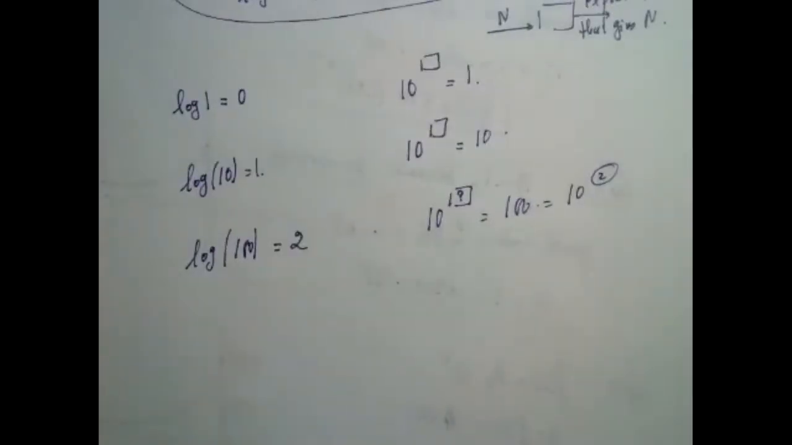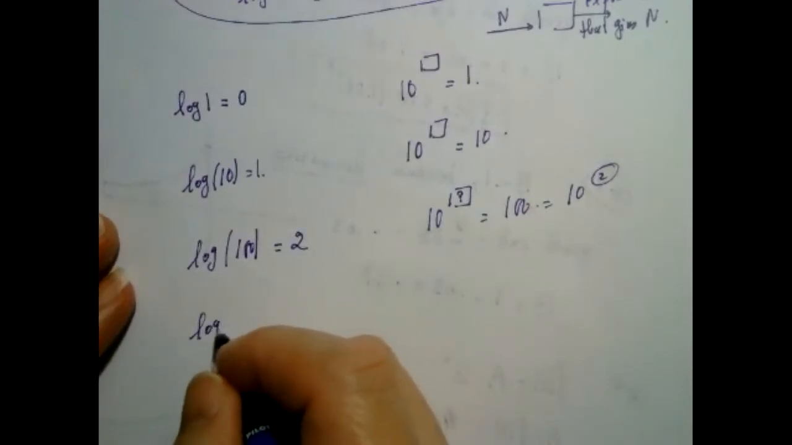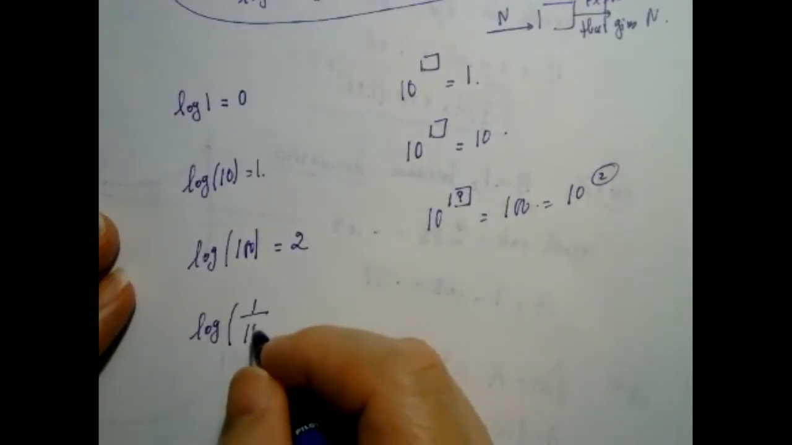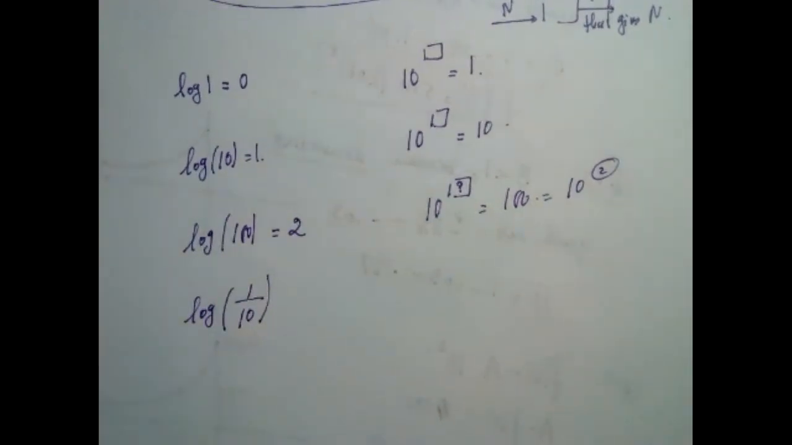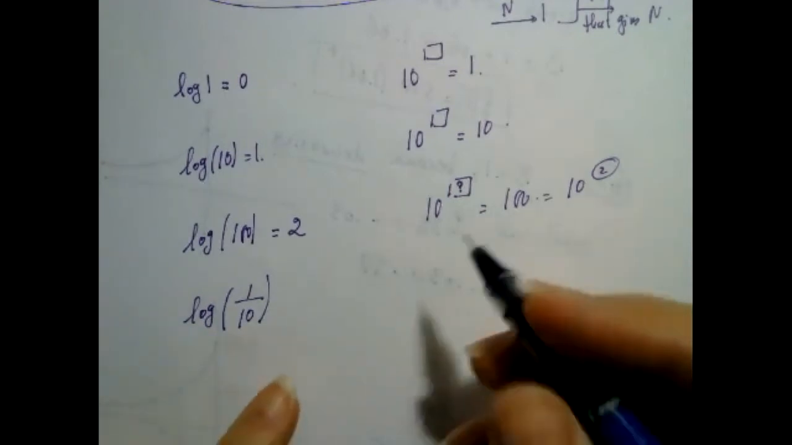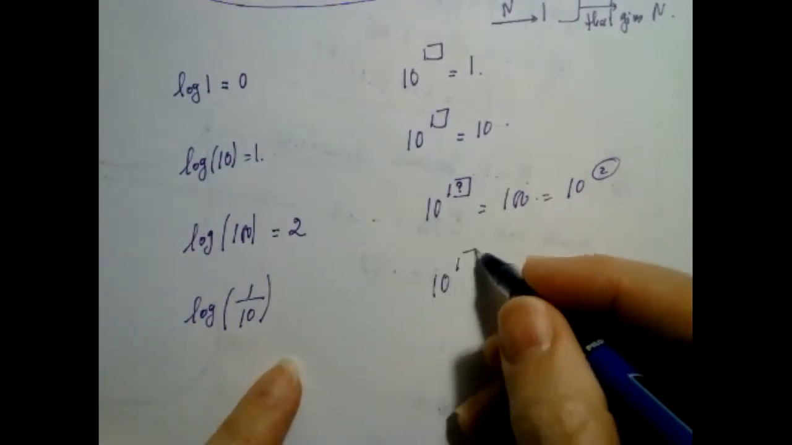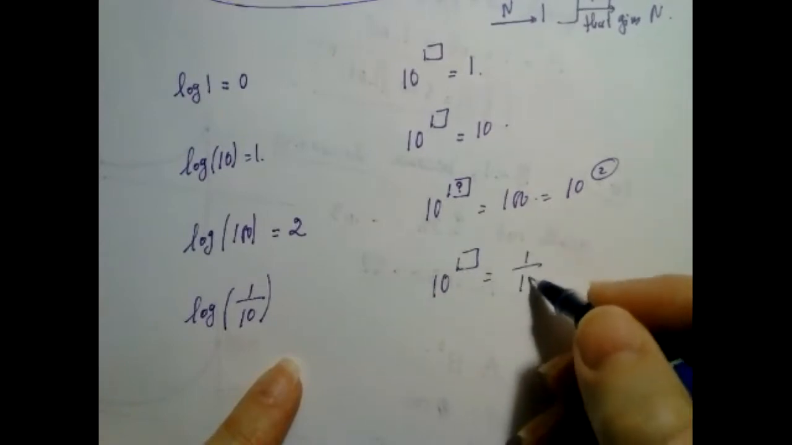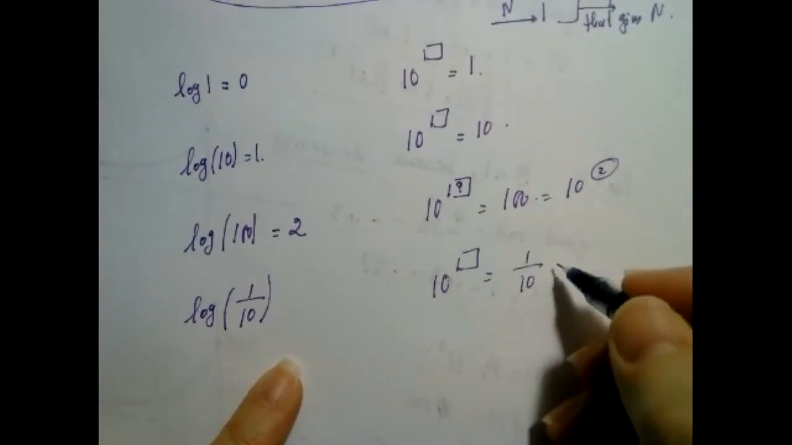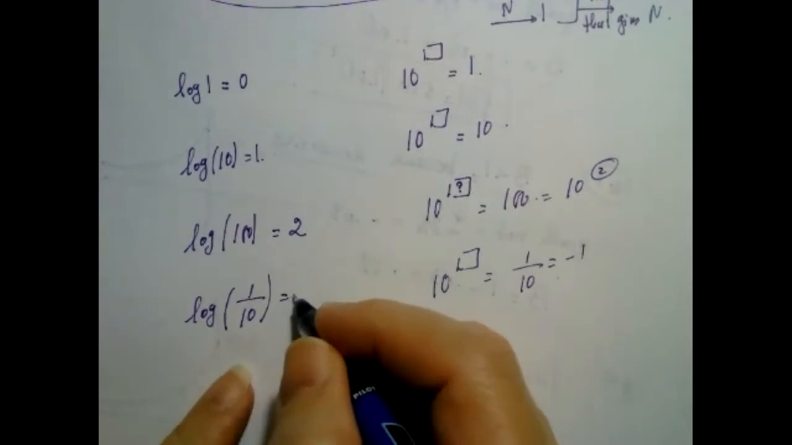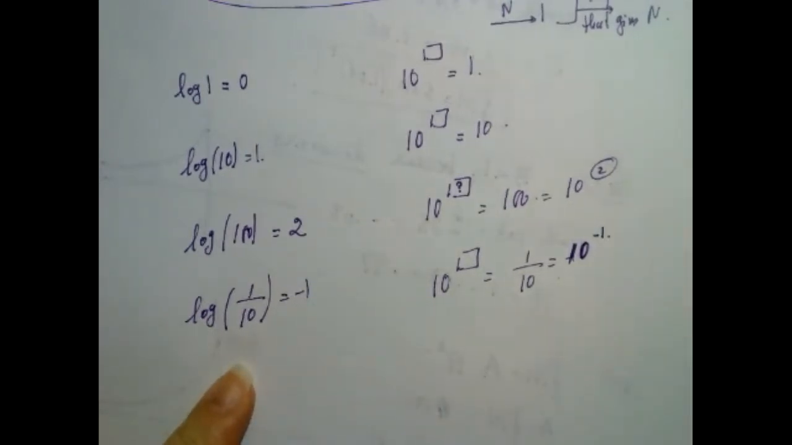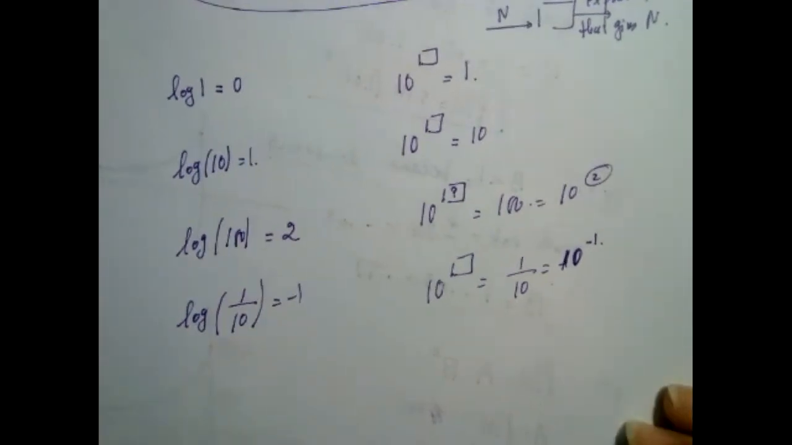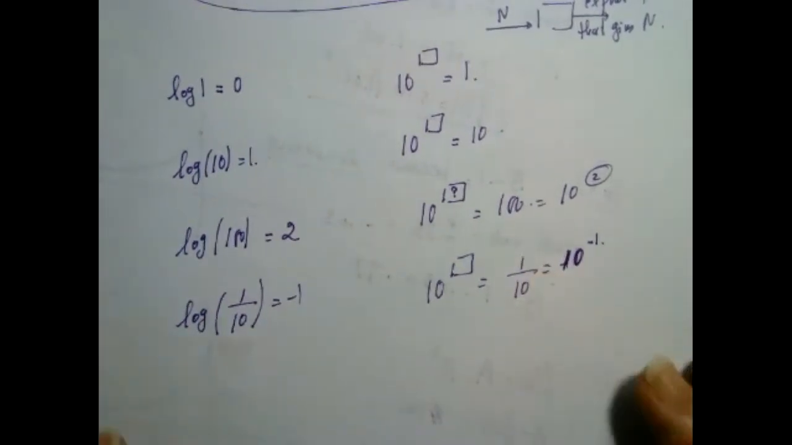All right, so let's do another one. What's the log of 1 over 10? Again, I want answers. Again, the same question. 10 to which power gives you 1 over 10? That's exactly minus 1, because 1 over 10 is 10 to the power minus 1. That's the definition of 10 to the minus 1. This is 1 over 10.